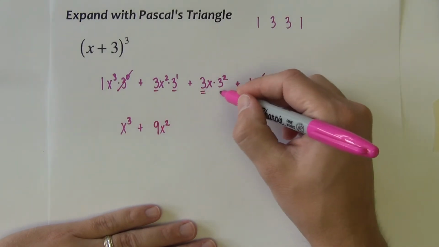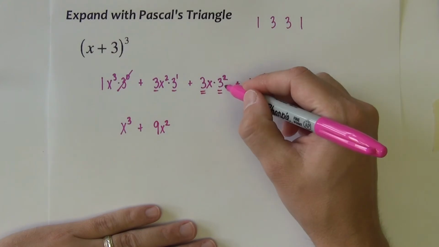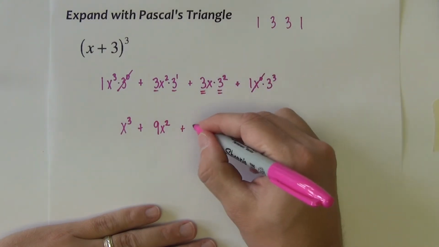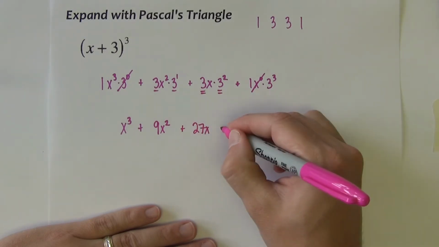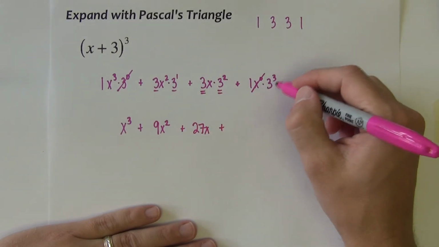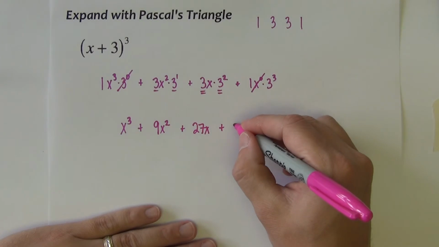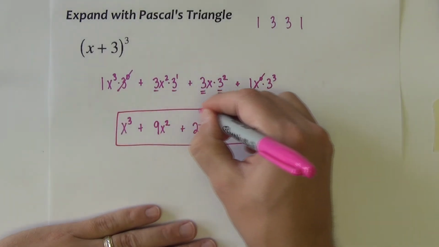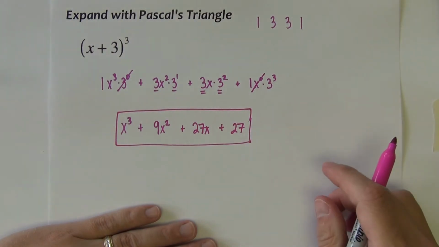In the next term I've got a 3, but I need to multiply it by 3 squared. So that's going to be 9 times 3, which is 27x. Last term I just have this 3 cubed, which is 27. That's it.